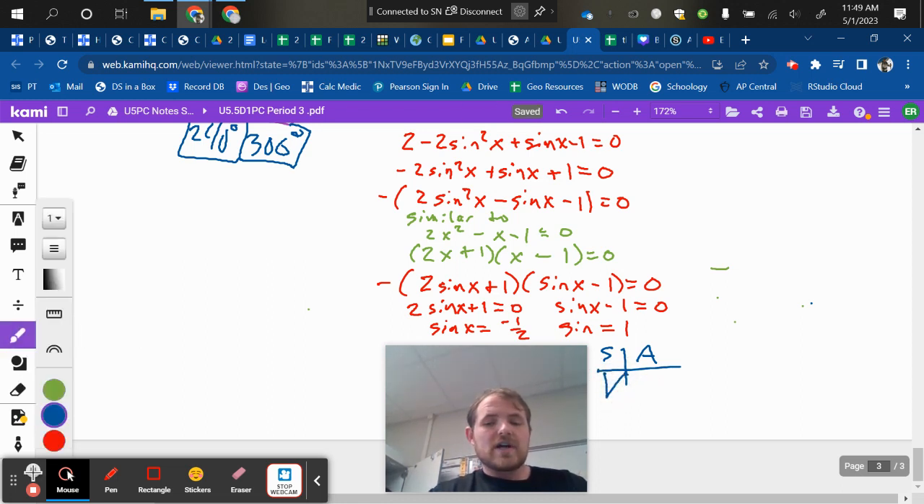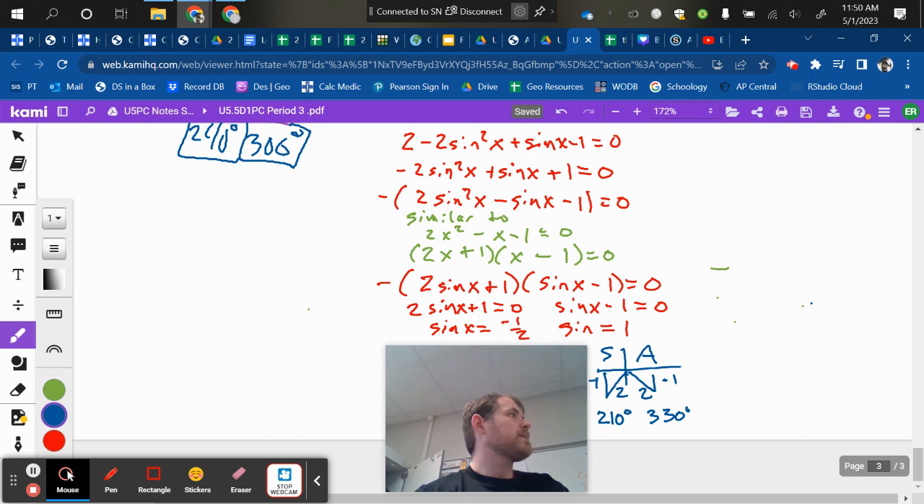So I'm going to draw 2 triangles. The opposite side is 1 and the hypotenuse is 2 because of SOHCAHTOA. So what angle should be across from 1? 30. So my 2 answers are 30 degrees past 180, which would be 210. And my other answer is 30 degrees away from 360, which should be 330.